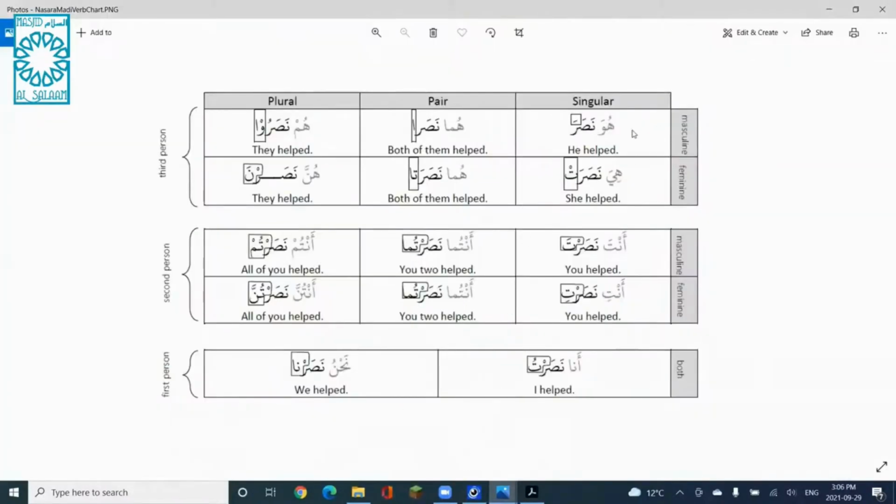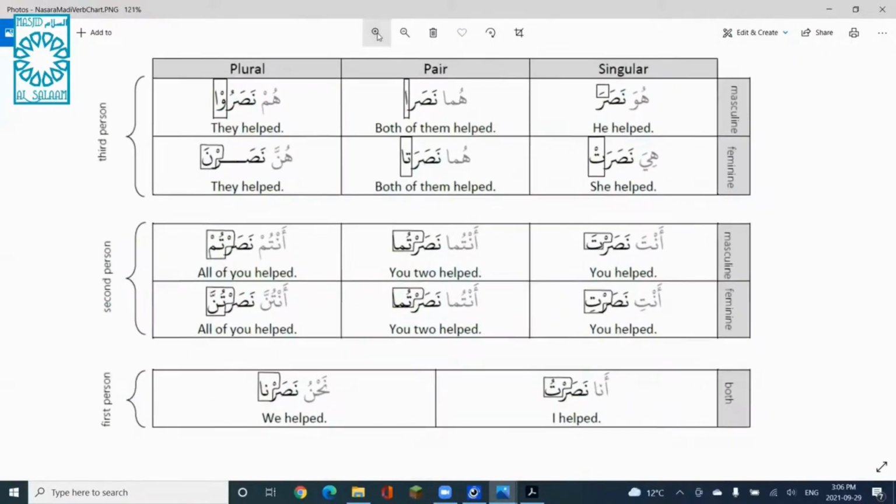Okay, and I'm going to take the example of nasara. So when I say nasara, the translation is "he helped." Let me see if I can make it bigger so that you guys can see it better. So we don't say huwa nasara, but we assume that it is hidden in the nasara. So that's why huwa here is written in light ink to just show you that huwa is there, but it's not visible. And that is why we say the huwa is mustatar.